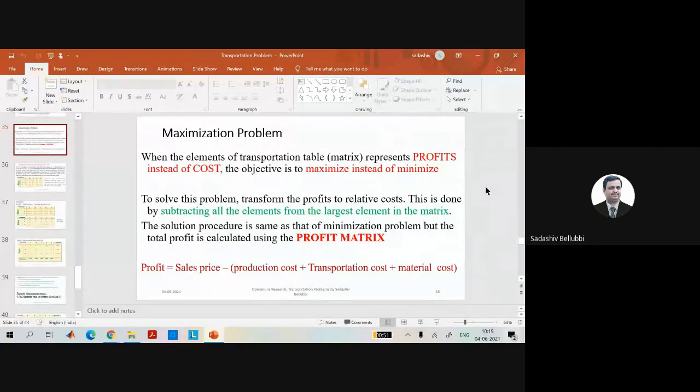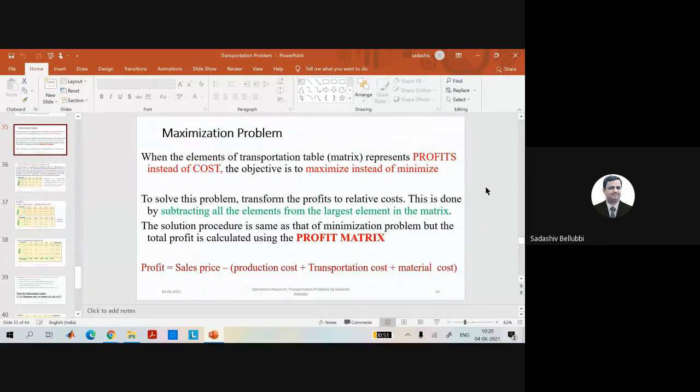Here you can consider that when the elements of the transportation table, that matrix, represent the profits instead of cost, the objective is to maximize instead of minimize. The problem statement is clear. To solve this problem, we need to transform the profits to the relative costs.